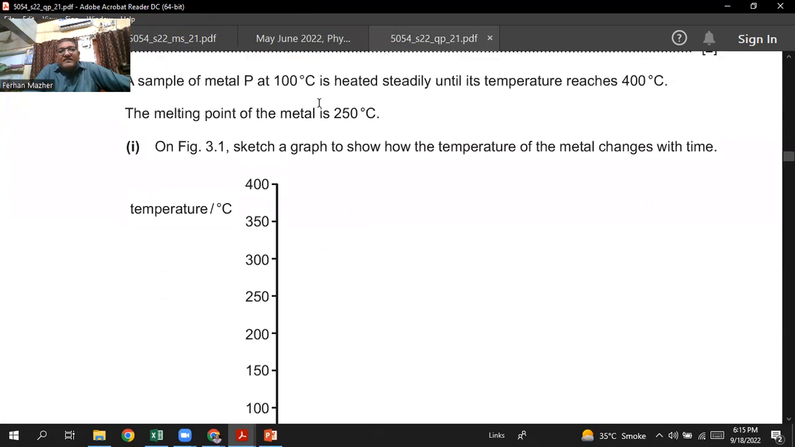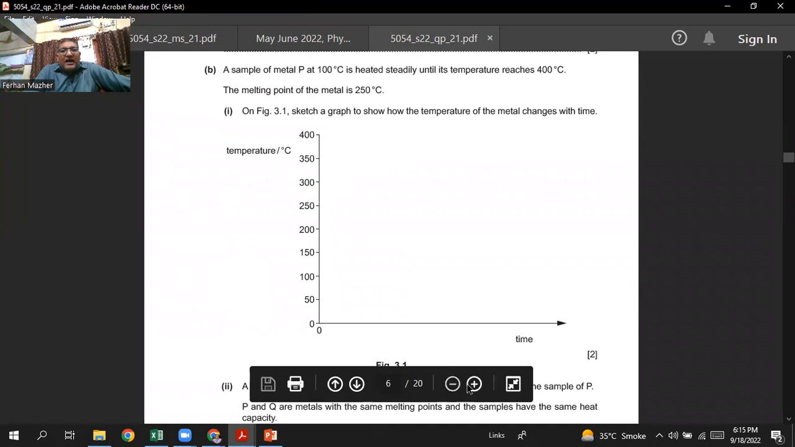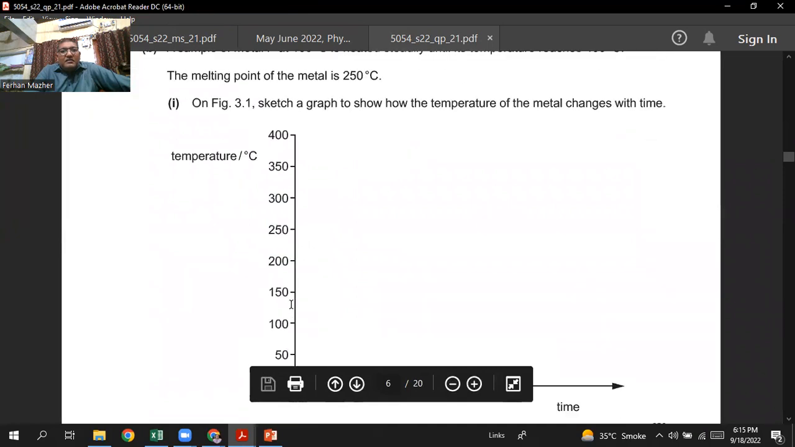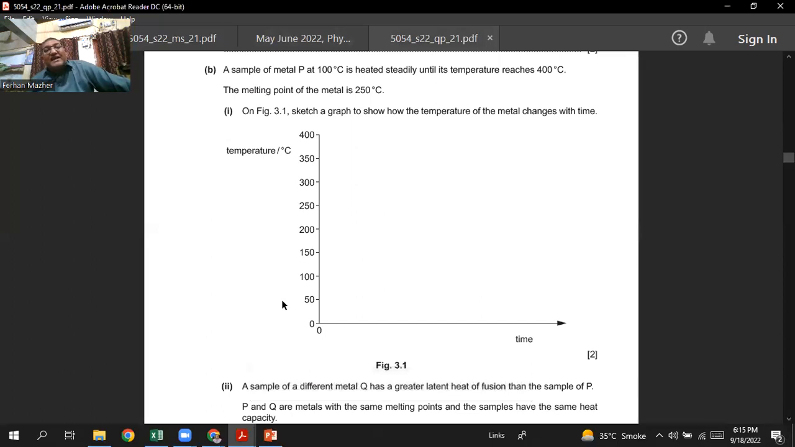Then he says, a sample of metal P at 100 degrees centigrade is heated steadily until its temperature reaches 400 degrees centigrade. The melting point of the metal is 250 degrees centigrade. On figure 3.1, sketch a graph to show how the temperature of the metal changes with the time. So they're talking about a heating curve.